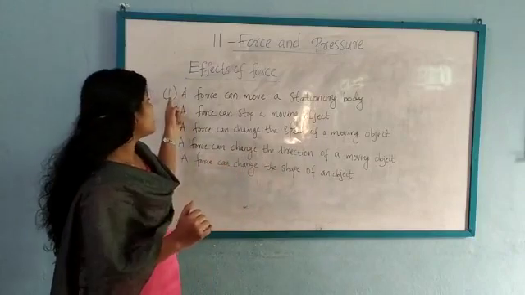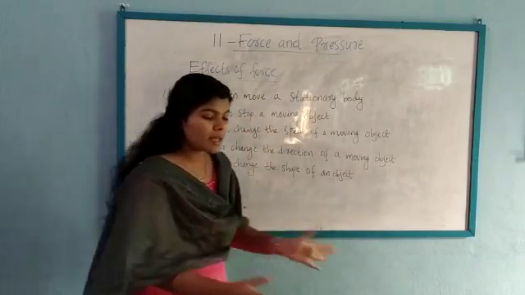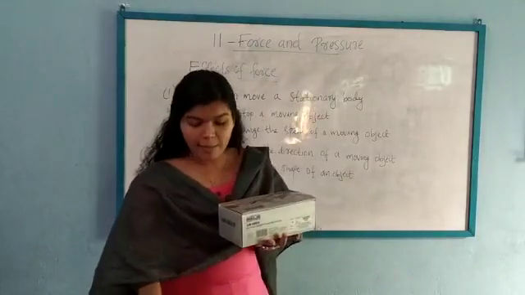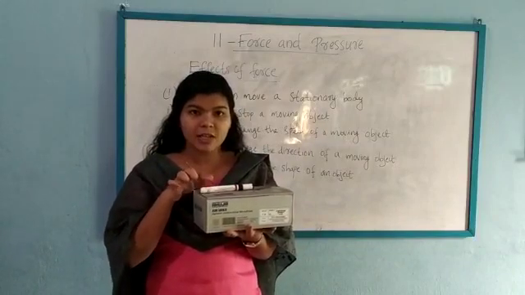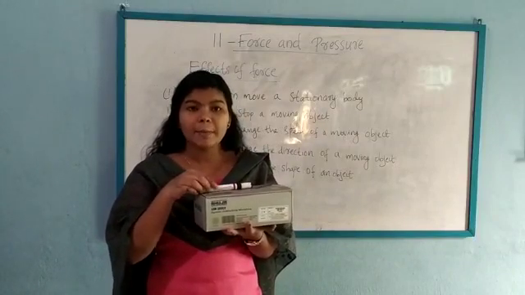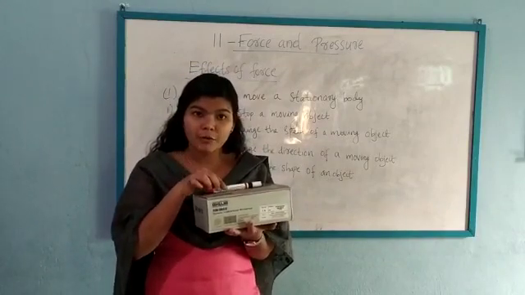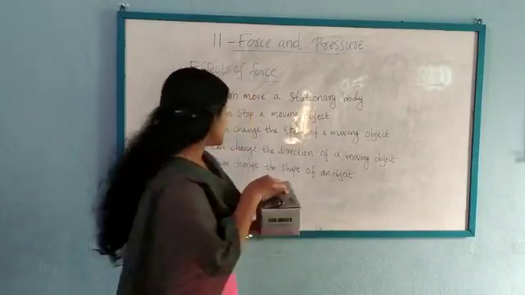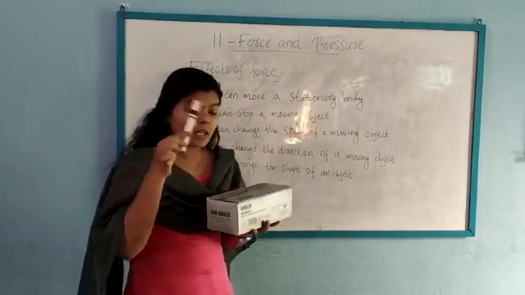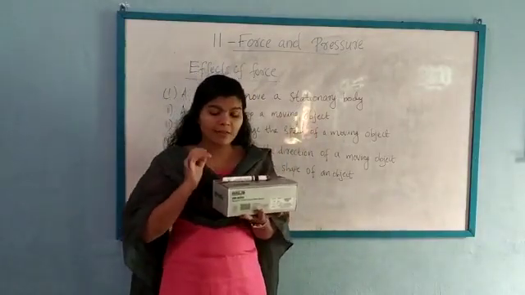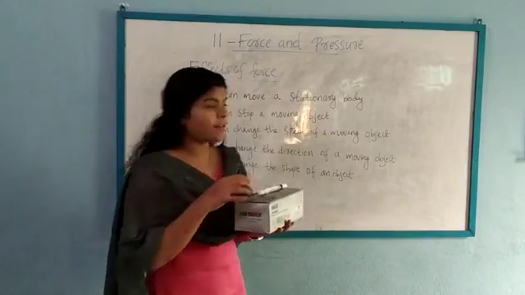First one is, a force can move a stationary body, which means this is a box and above this box, this marker pen. This marker pen is actually at rest, right? When I am applying a force, it can move. Only by applying force, it can move. That is, a force can move a stationary body. Here the stationary body is this marker pen, and when I am applying a force, you can see it moves. That is the first effect.